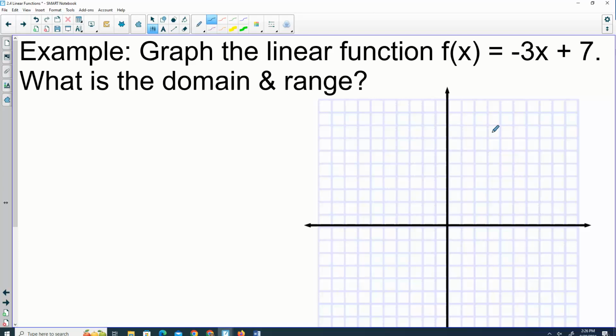F of x is just another phrase for what variable? Y. So that's just like saying y equals negative 3x plus 7. So y equals mx plus b. Where do you start when you graph that? Start at the y-intercept, the 7. So that's where I hit the y-axis. And then my slope is negative 3. So how do we graph that?